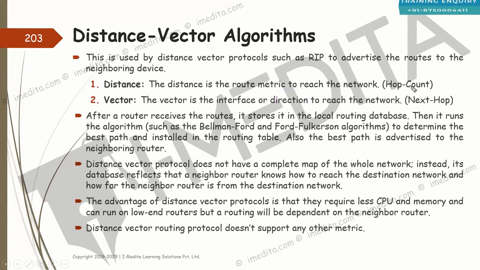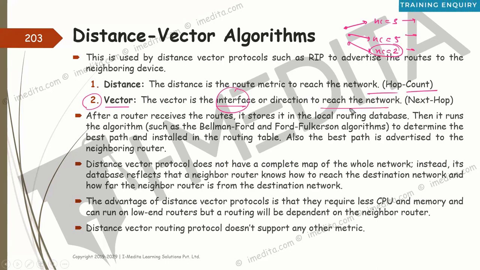So distance is measured in terms of hop count, and vector basically means direction. Direction is basically like the exit interface. If I go out of this interface, I have to cross a total of 3 hops. If I go via this interface, I have to cross 5 hops. If I go via this interface, I have to cross, let's say, 2 hops. So out of whichever interface, or in whichever direction, there is the least number of hops to cross, that path is going to be selected as the best path.